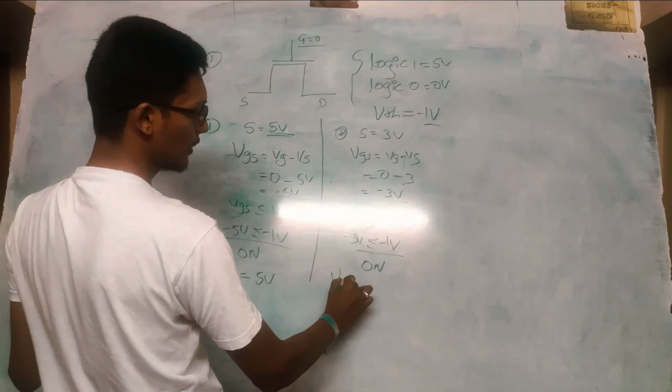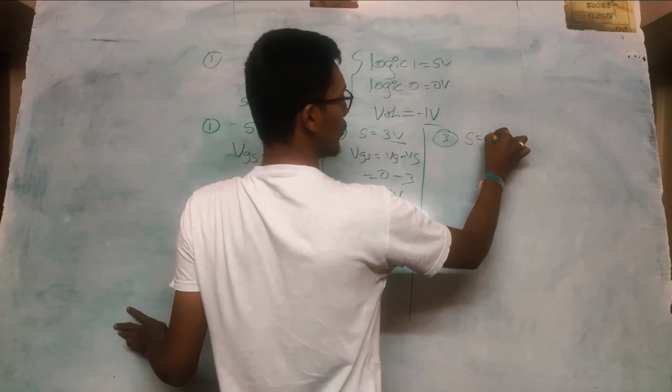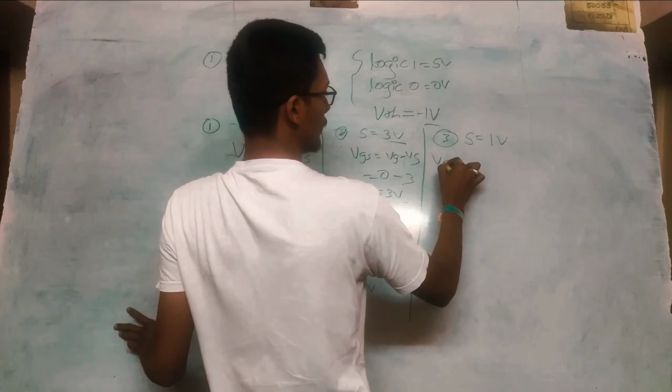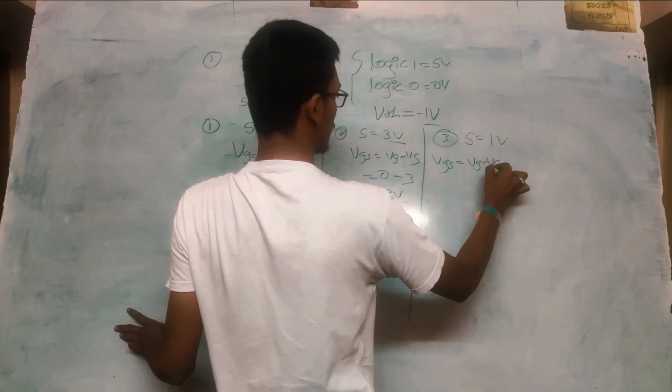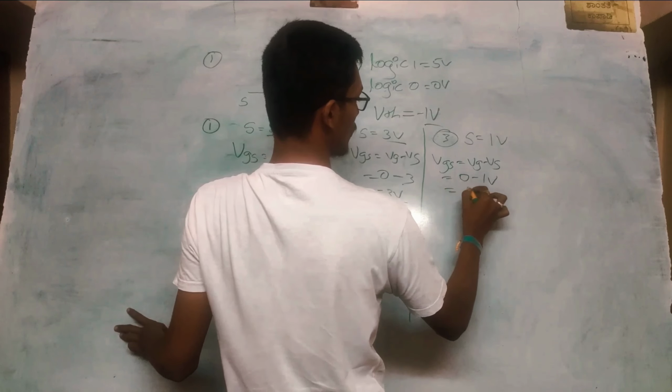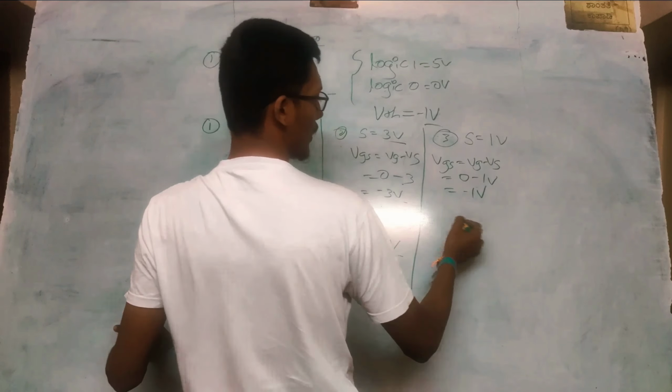Let me go to my case 3. S is equal to 1 volt. We know VGS is equal to VG minus VS, that is 0 minus 1 volt, which is equal to minus 1 volt. The condition is VGS less than or equal to VTH. VGS we calculated as minus 1 volt, and the threshold voltage VTH is minus 1 volt. So this condition is partially satisfied. We say the transistor is barely on. This is my third case.